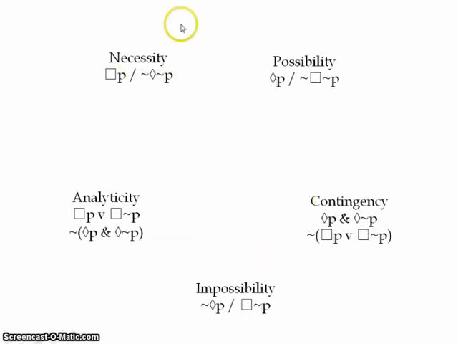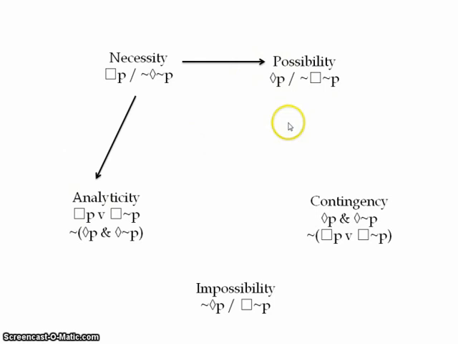So let's take necessity. If something is necessarily true, then it must be possibly true. Otherwise, how could it be necessarily true? So necessity seems to demand possibility. And obviously it also demands analyticity, because analyticity is just defined as necessarily P or necessarily not P. So clearly necessity also demands analyticity.